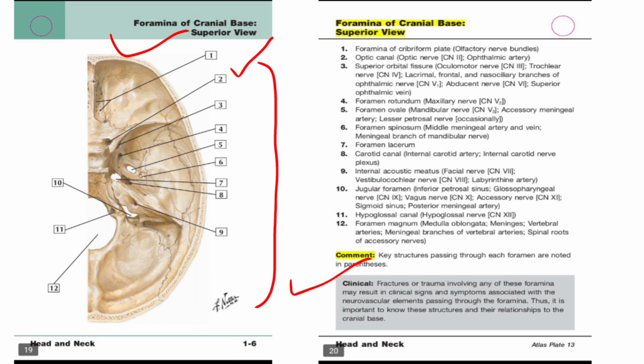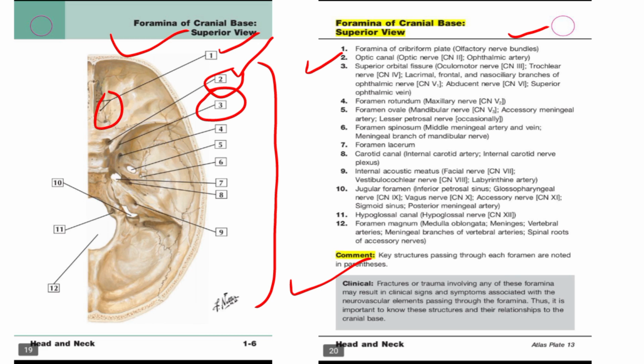The first label you can see here is the foramina of the cribriform plate. Here the olfactory nerve bundles are present. Second, this is the optic canal. From the optic canal, the optic nerve, that is cranial nerve 2, and the ophthalmic artery pass.